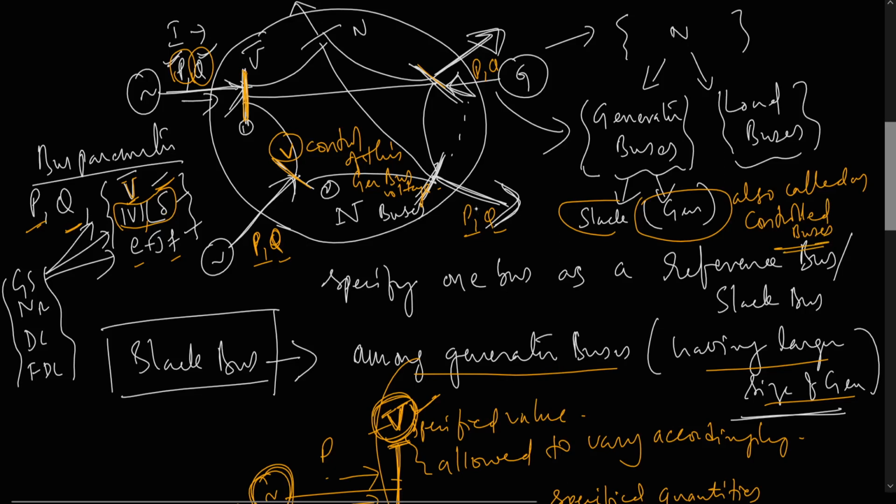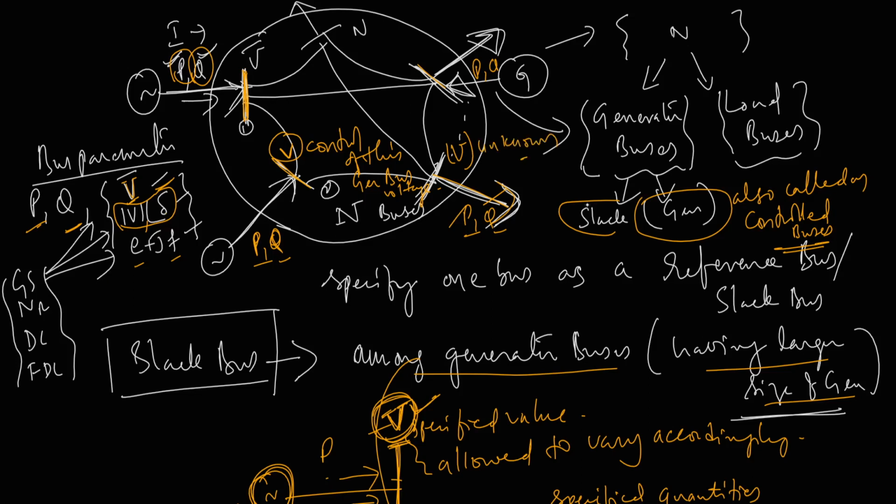Now coming to load buses, they are specified by only P and Q. At each load bus, P and Q are specified, and V is to be determined. The load bus V we have to determine. This is unknown. We have to find it out.